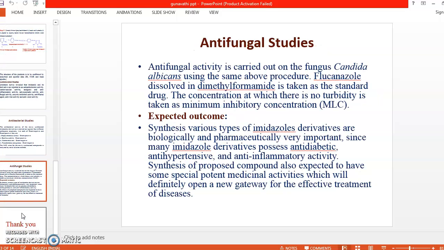Next, antifungal studies. Antifungal activity is carried out on the fungus Candida albicans using the same above procedure.